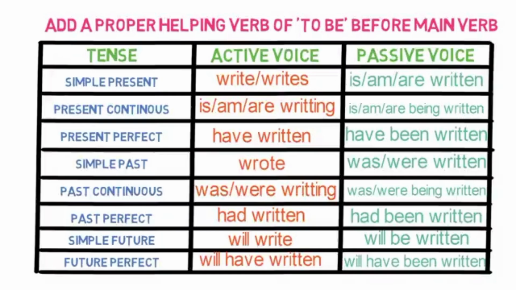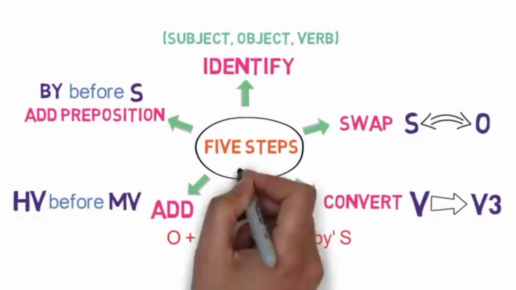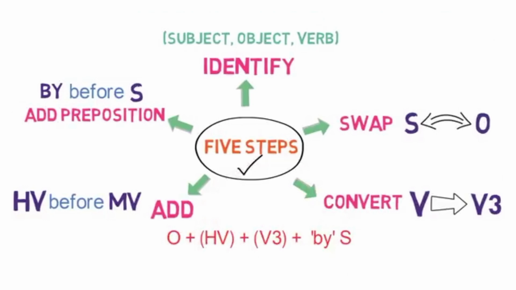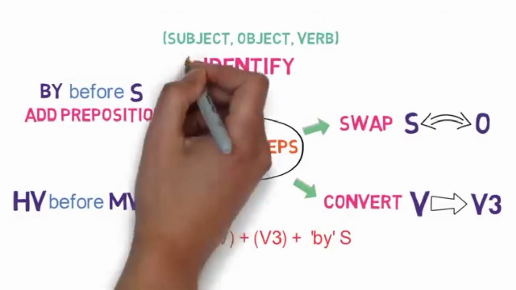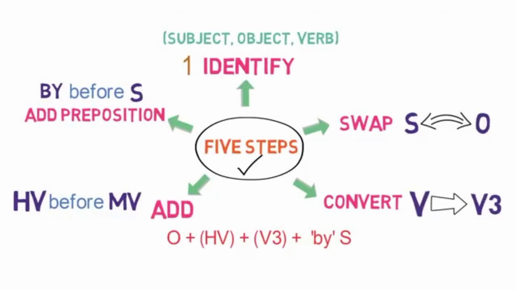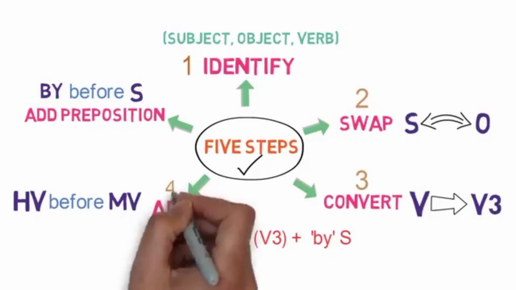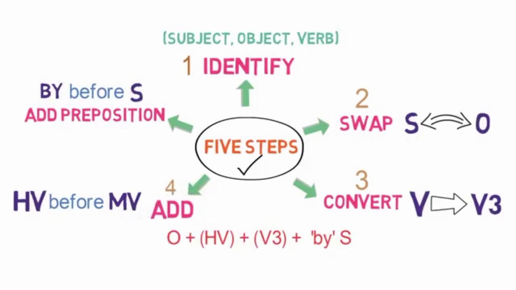Let's revise what we have learned in this video. We defined the 5-step formula to convert any active voice to passive. First step is to identify the subject, object and verb in any sentence. Second step is to swap the subject with the object and object with the subject. Third step is to convert main verb to its third form, that is past participle form. Fourth step is to add a suitable helping verb before the main verb based on tenses. And then finally add a by before a subject to make it complete.